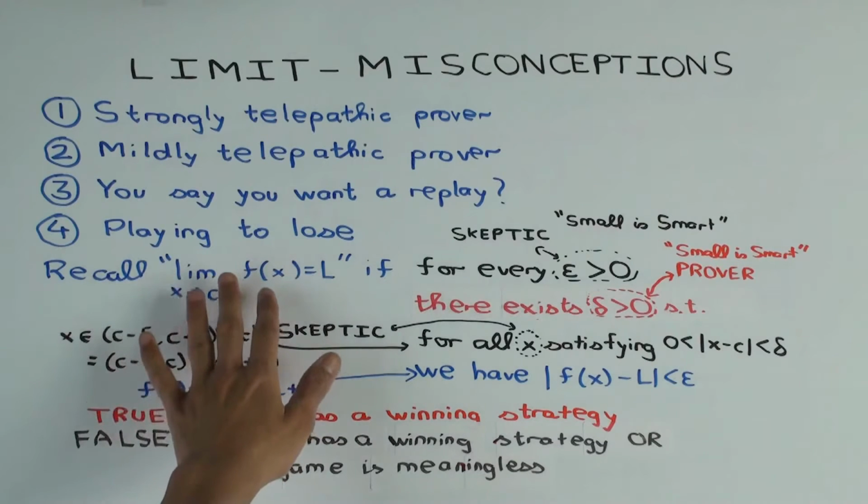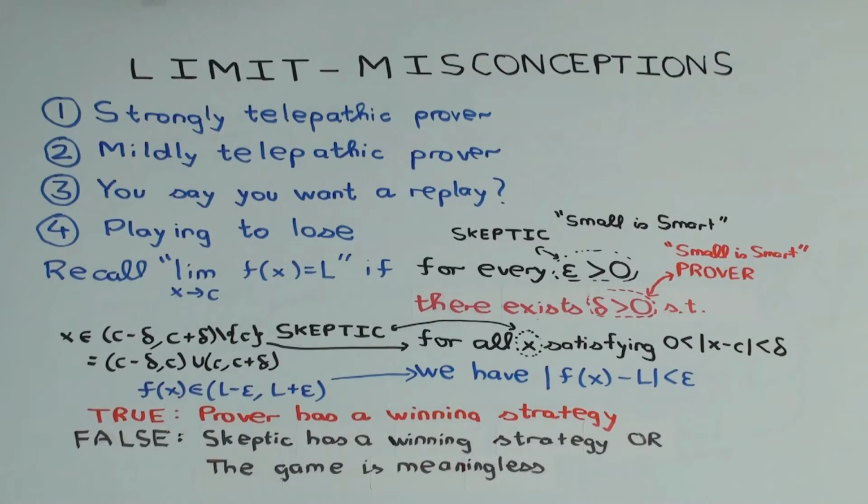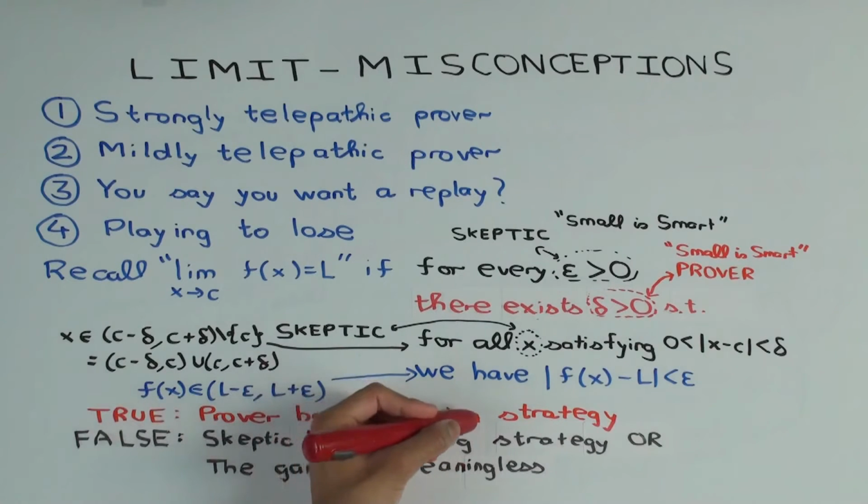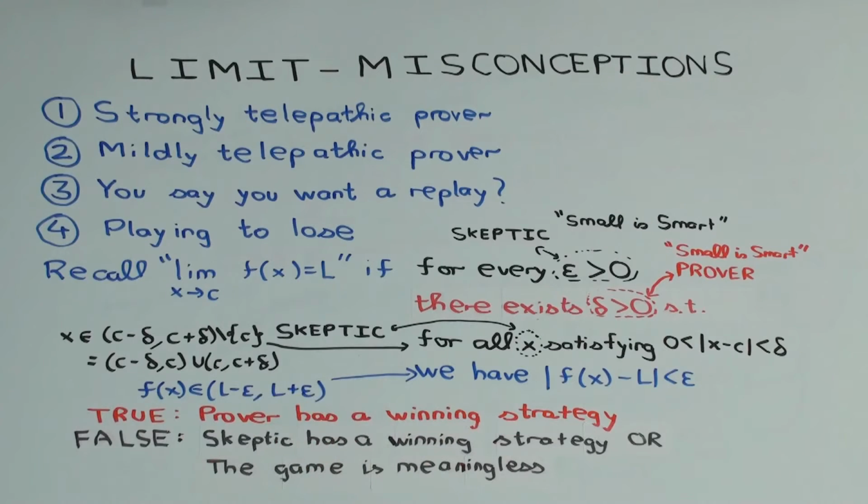Now, what does it mean to say the statement is true in terms of the game? So it means that the prover is always going to win the game. Well, sort of. I mean, the prover may play stupidly. The prover can win the game if the prover plays well. So the prover has a winning strategy for the game. Okay. So the statement is true if the prover has a winning strategy for the game. That means the prover has a way of playing the game such that whatever the skeptic does, the prover is going to win the game.